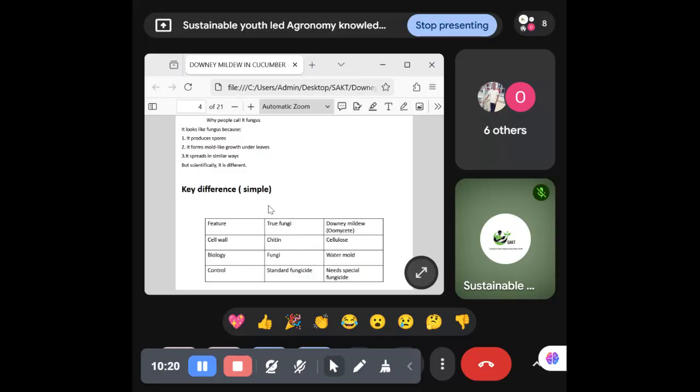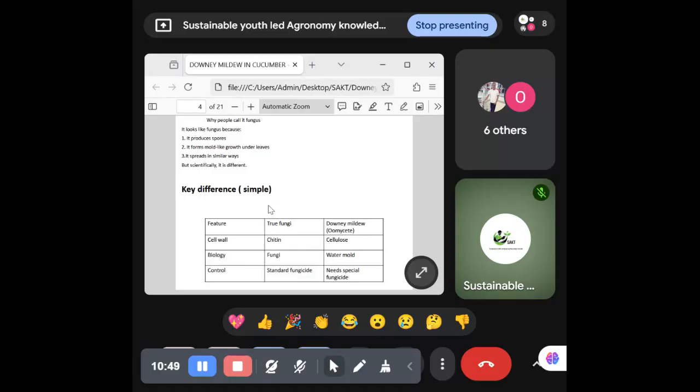Number three, it spreads in a similar way. Like a fungus, it grows very, very fast. A fungus can be here and as long as the environmental condition is favorable, it grows very fast. That's the same way this fungus-like organism, the oomycete, spreads. I'm not good at pronouncing the pathogen.